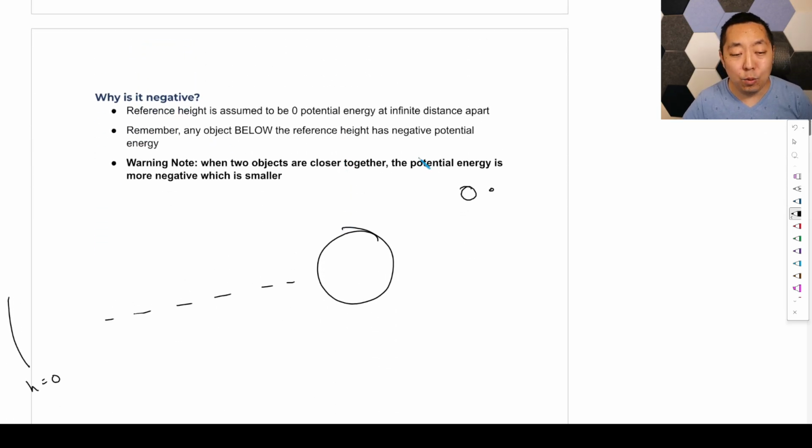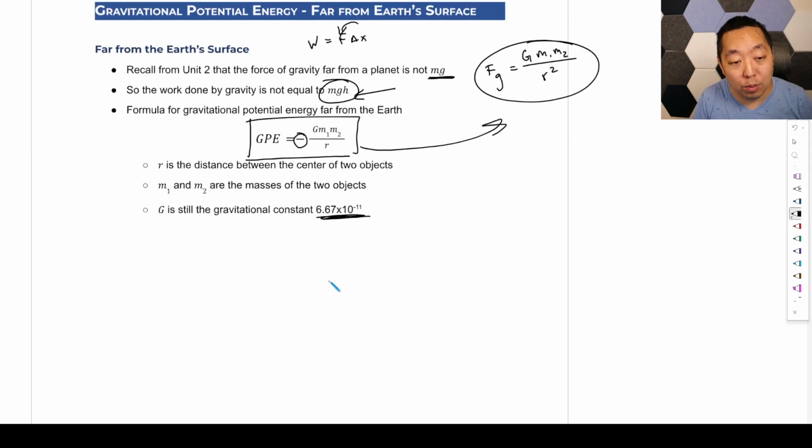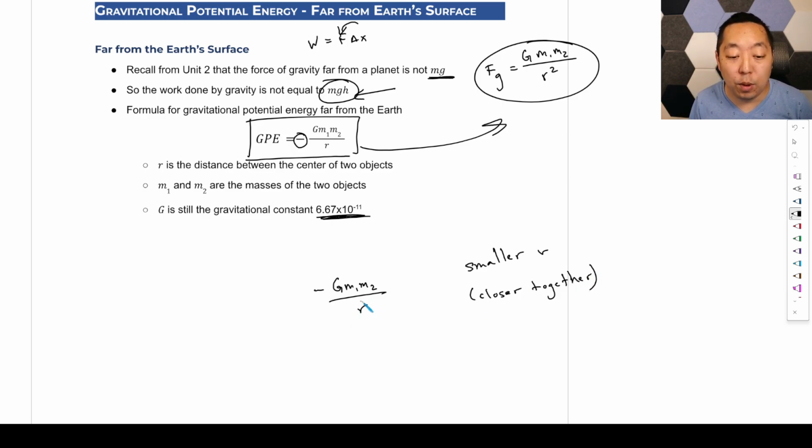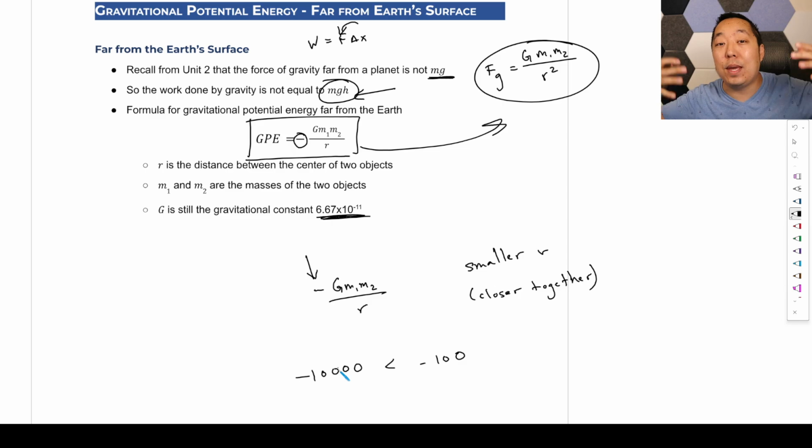Now, I want you to be very, very careful with this formula, because normally, if we talk about things with a denominator, if you have a smaller r, that means they're closer together. Okay, so this is the proportional reasoning part. Normally a smaller denominator means the number is bigger, because you're dividing by a smaller number, right? However, this negative sign changes that ordering, because you have to remember that negative 10,000 is smaller than negative 100.